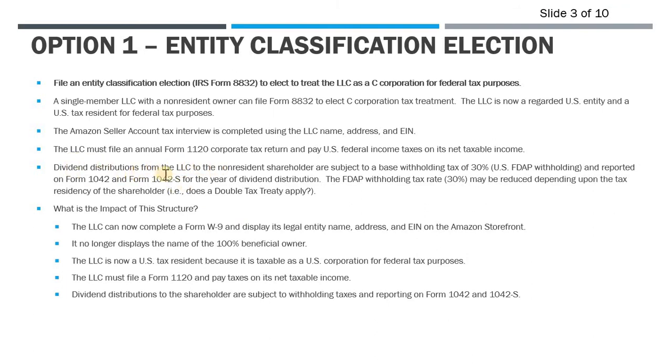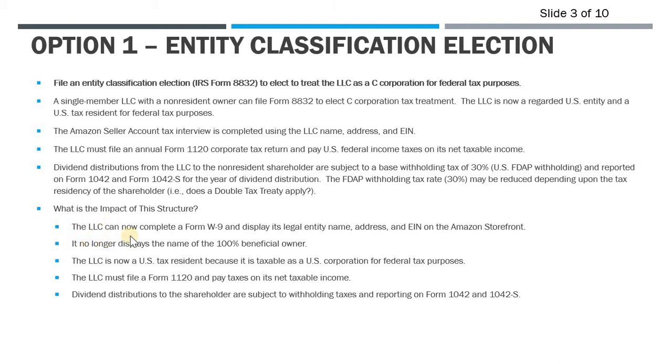Now, dividend distributions from the LLC to a non-resident shareholder, this is going to be U.S. source dividend income, which is subject to withholding tax of 30%. This is the U.S. FDAP withholding rules. That's fixed, determinable, annual, or periodic income. The U.S. source dividends are reported on 1042 and 1042S, and the withholding tax is paid to the federal government. Okay, now the 30% rate can be reduced depending on the residency of the shareholder, right? So what we're looking at is, does a tax treaty apply? If the shareholder is a resident of a treaty country, let's say like the UK, you might get a 15% rate, rather than the base 30% rate. So what's the impact of this structure?